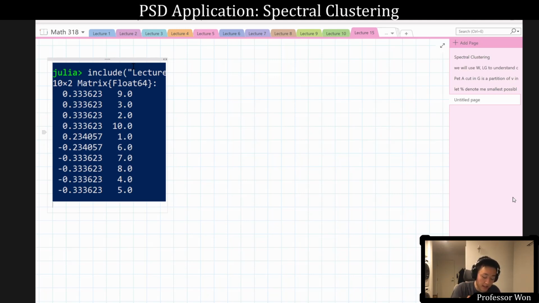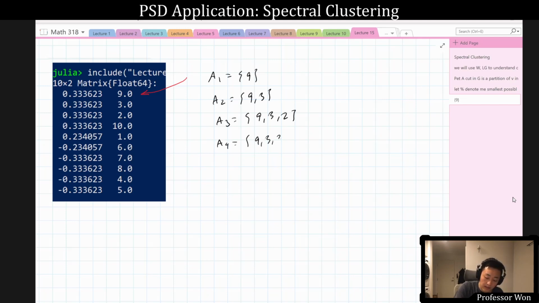You start with the top of your list. I could do this in a brighter color. You start at the top of your list, and then you just include one element at a time. In your notes it's done a little bit differently, but I'll let A1 be the set just containing 9, A2 be the set just containing 9 and 3, A3 be the set just containing 9, 3, and 2, and I'll just keep on adding all the way down to A10, which will of course be all of the numbers.